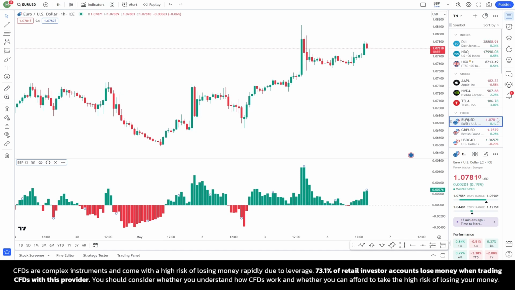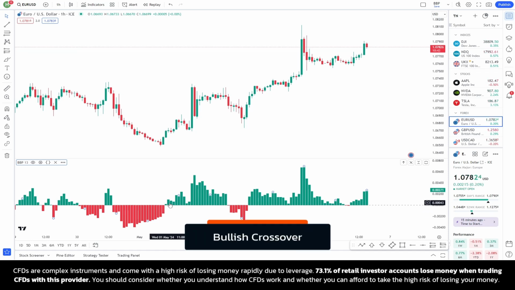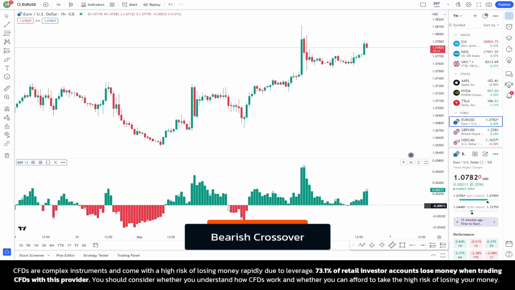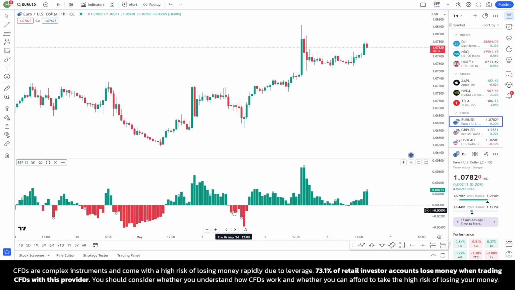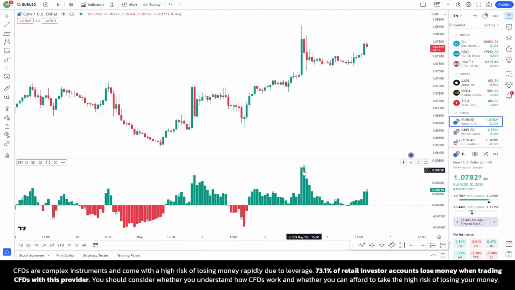Furthermore, the indicator generates trading signals based on crossovers, divergences, and overbought-oversold conditions. Bullish crossovers above the zero line signal potential buying opportunities, while bearish crossovers below the zero line indicate potential selling opportunities. Traders also monitor divergences between price and the indicator, which can signal potential trend reversals. Additionally, extreme readings in the indicator may suggest overbought or oversold conditions, prompting traders to consider counter-trend or reversal trades to capitalize on market inefficiencies.